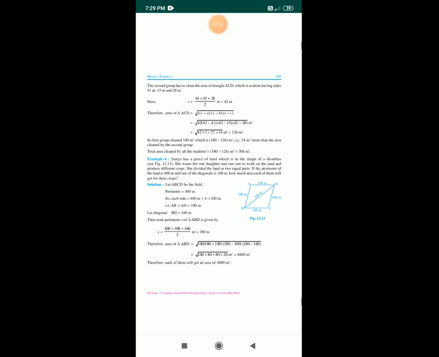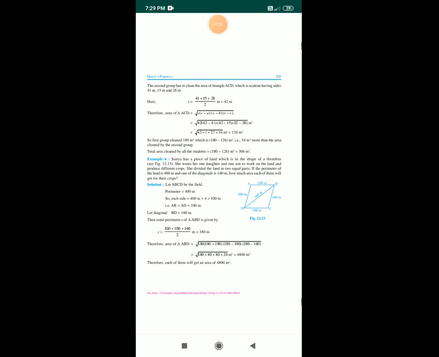So finally we get under square root of 42 multiply 1 multiply 27 multiply 14 meter square is equal to 126 meter square. So first group cleaned 180 meter square, which is 180 minus 126 meter square, that means 54 meter square more than the area cleaned by the second group. And total area cleaned by all the students is 180 plus 126 meter square, is equal to 306 meter square.